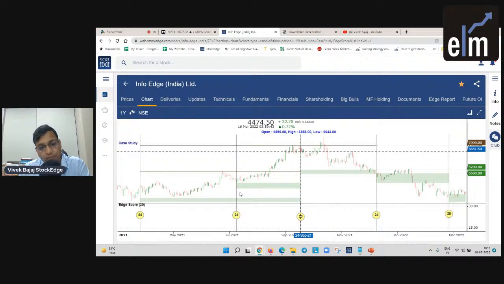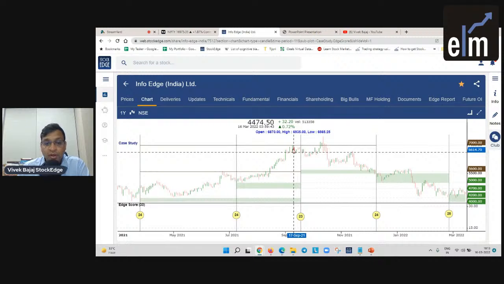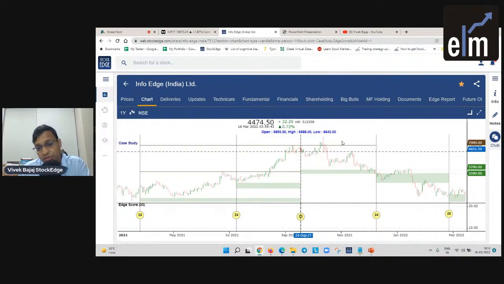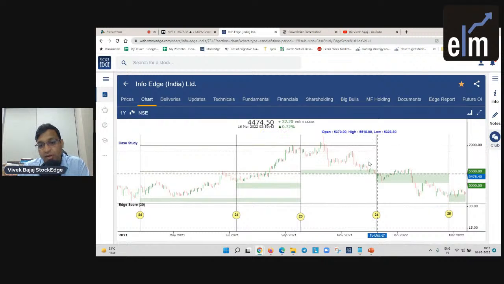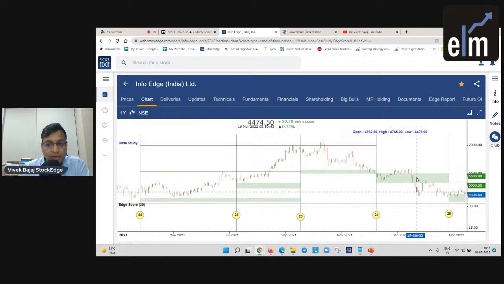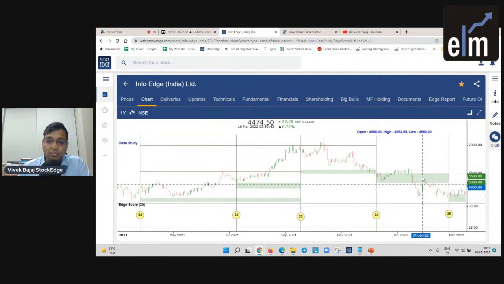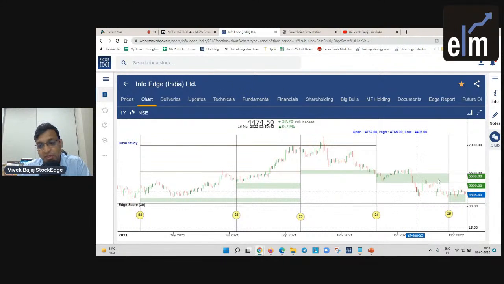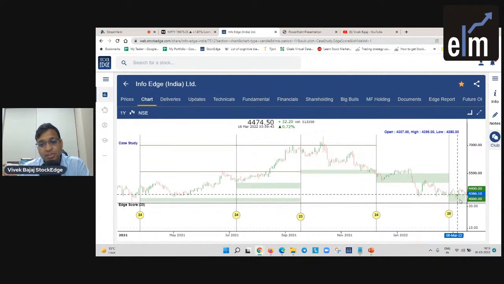Then the rating also got reduced because something must have happened in that company. Maybe because of the valuation being very high, our team, the algorithm, decided that the rating should be reduced. So the rating got reduced and the stock price also went down. Then the rating was 24. This is a demand zone, so obviously this was the price where you would have bought, and the price fell, which is okay. So you have bought some shares here, and now again the demand zone is here, so you'll buy further here.